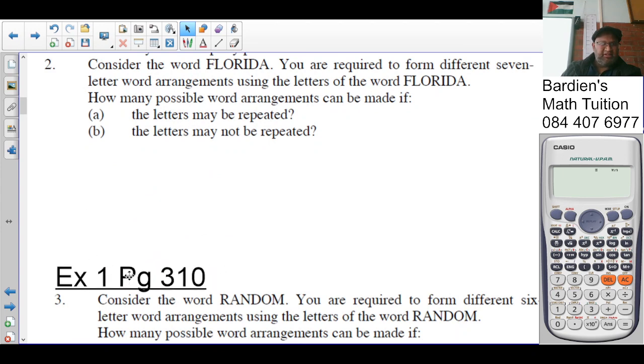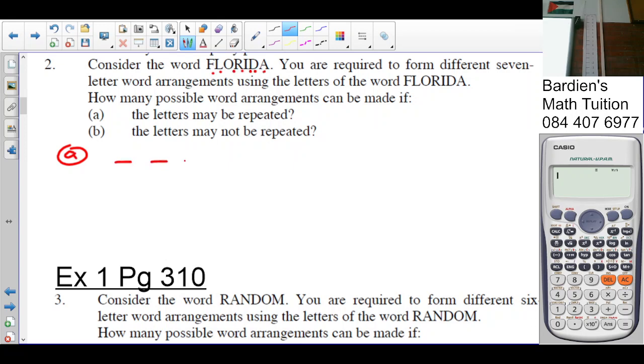So we consider the word Florida. You are required to form different 7-letter word arrangements using the letters from the word Florida. The question is, how many possible word arrangements can be made if in the first case the letters may be repeated? From here we know there are 7 letters, so there are 7 bits, 1, 2, 3, 4, 5, 6, 7. The letters may be repeated.